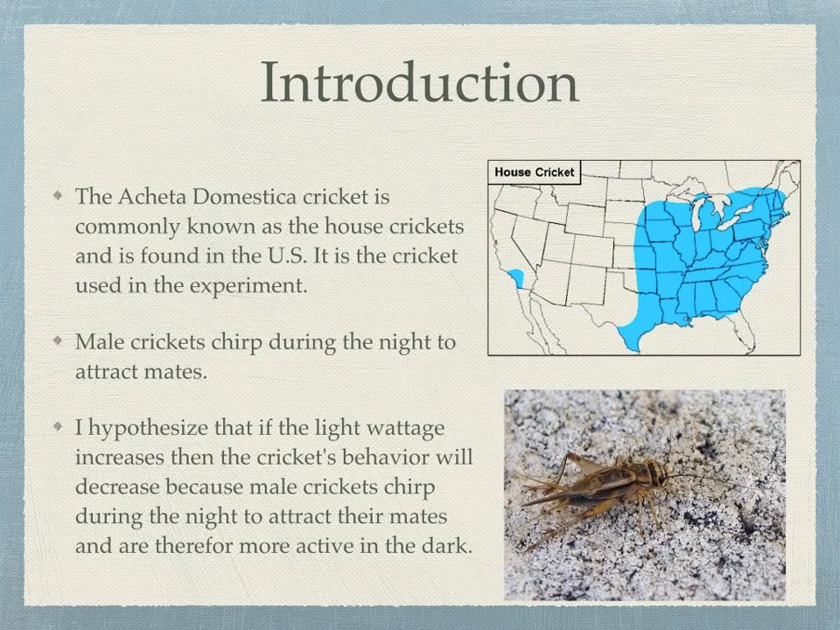hypothesis. So my hypothesis is that if the light wattage increases, then the cricket's behavior will decrease, because male crickets chirp during the night to attract their mates, and therefore are more active in the dark. Since they try to attract mates in the dark, they will definitely be more active, because attracting mates takes activity.